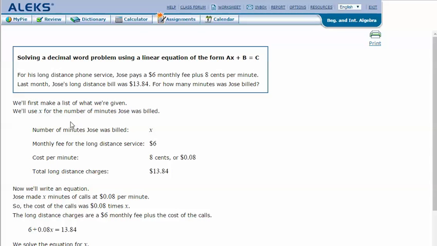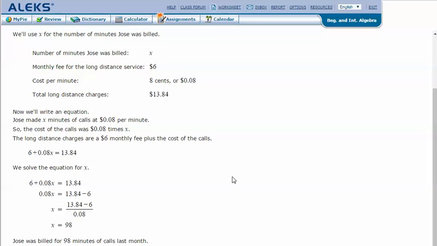We'll first make a list of what we're given. We'll use X for the number of minutes Jose was billed. So the number of minutes Jose was billed is X. The monthly fee for the long-distance service is $6, and the cost per minute is 8 cents per minute, or written as a decimal, is 0.08. And the total of his bill is $13.84.